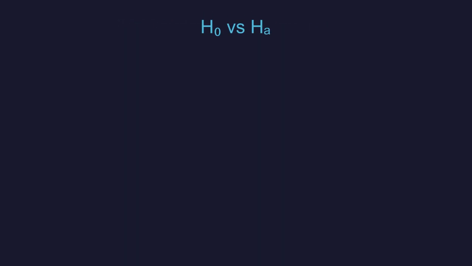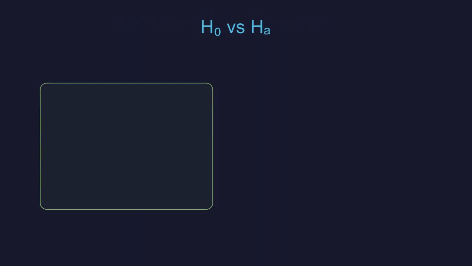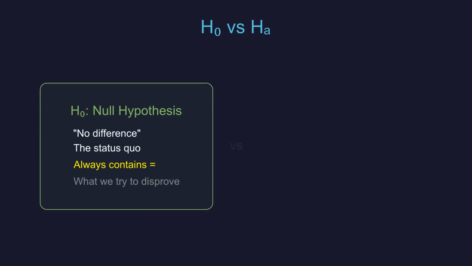Let's lay out the two hypotheses side by side. The null hypothesis, H0, is the claim of no difference. It represents the status quo and always contains an equals sign. This is what we attempt to disprove.